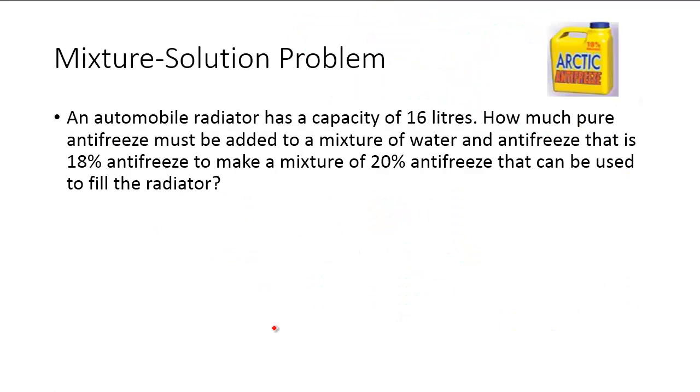Here's another example. We've got a mixture solution problem. You can do this in various different ways. You can either use a table or a diagram like we just used. Let's use a table this time. So we've got a total of 16 liters. How much pure antifreeze must be added to a mixture of water and antifreeze that is 18% to make a mixture of 20%? So they're saying how much pure antifreeze. Well, what's pure antifreeze? This is 18% antifreeze. This one's 20% antifreeze. So how much 100% antifreeze is added to 18% antifreeze to make 20% antifreeze?